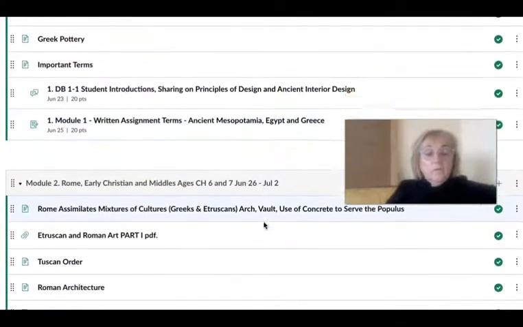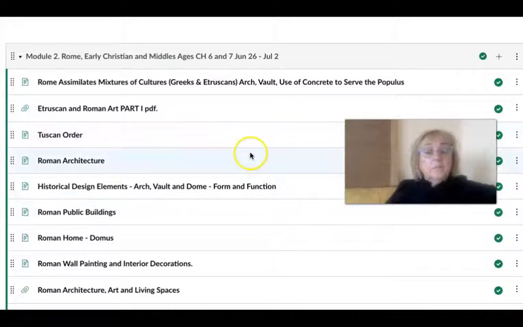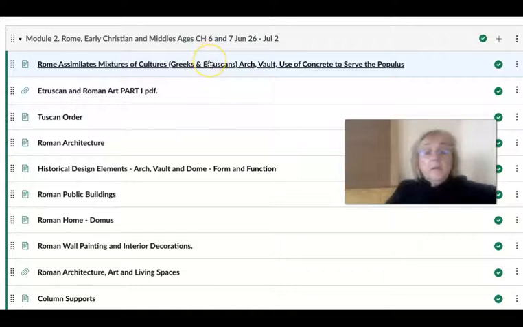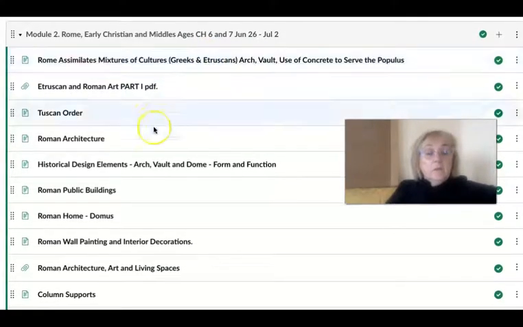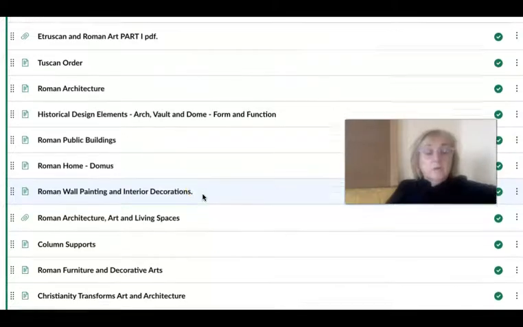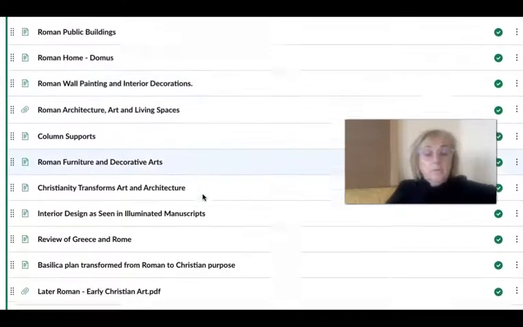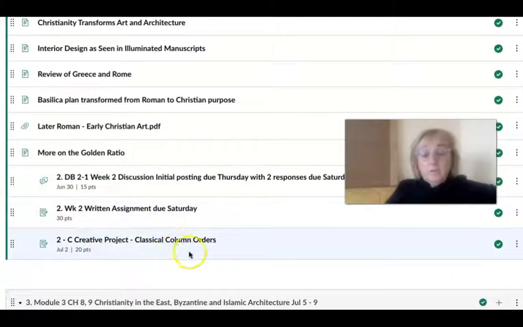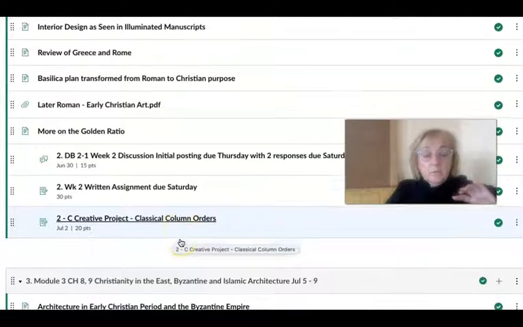And once again, week 2 is written there. You'll have the title of the topic and then the chapters you need to read. Each page gives you some more background about the topic, the different Roman architectural terms, Roman furniture, and decorative motifs. And in week 2, you have a discussion board and a written assignment, and you have a creative project. So you'll have a chance there to create some kind of image that relates to classical Roman architecture.